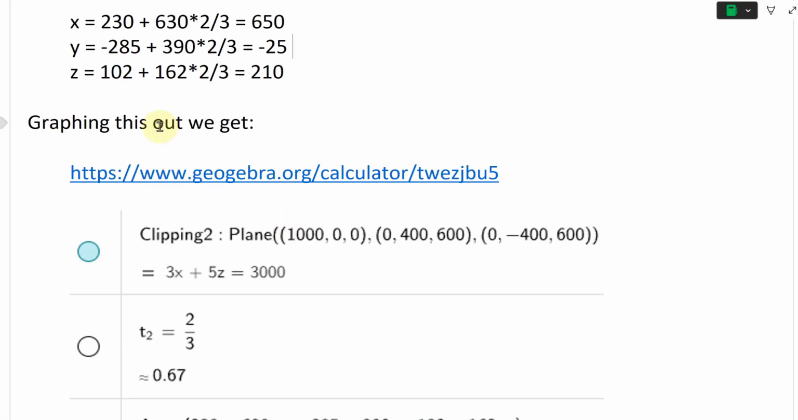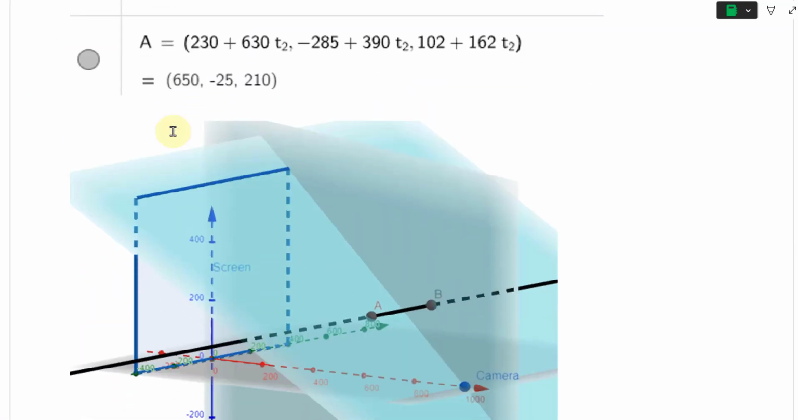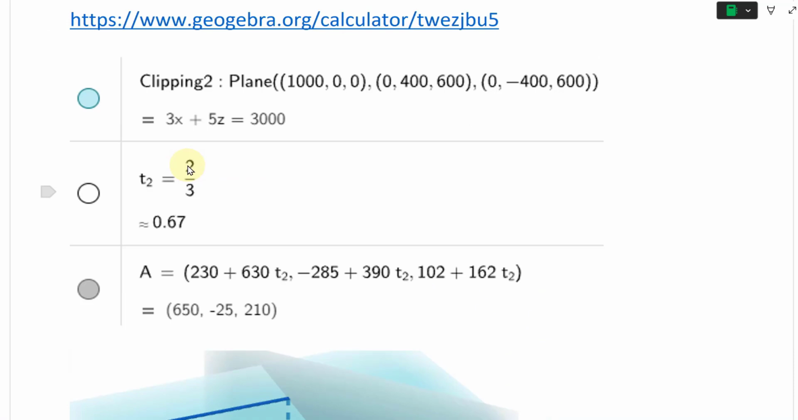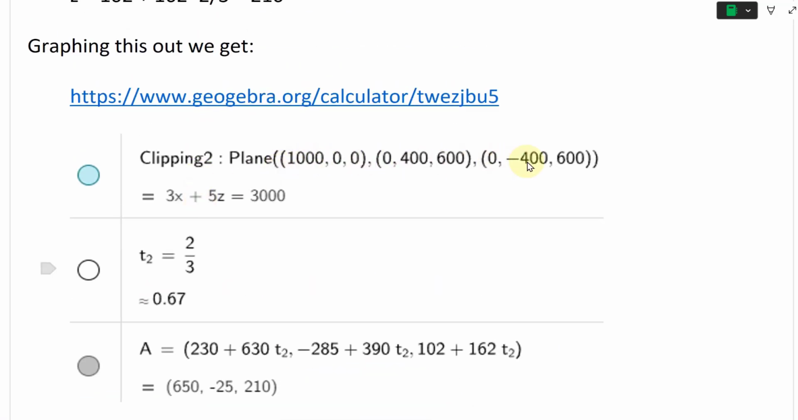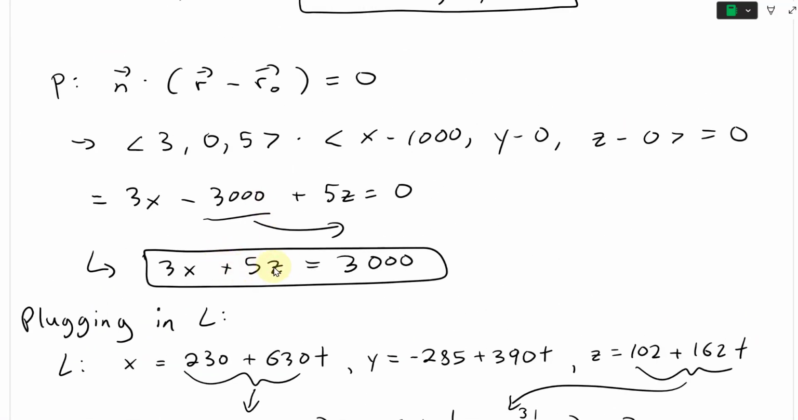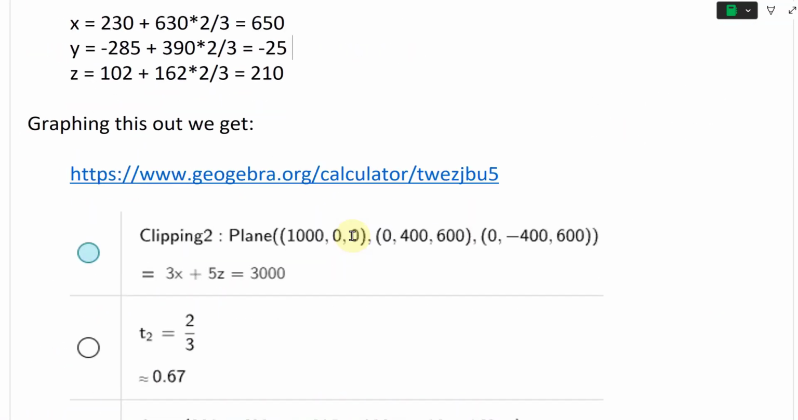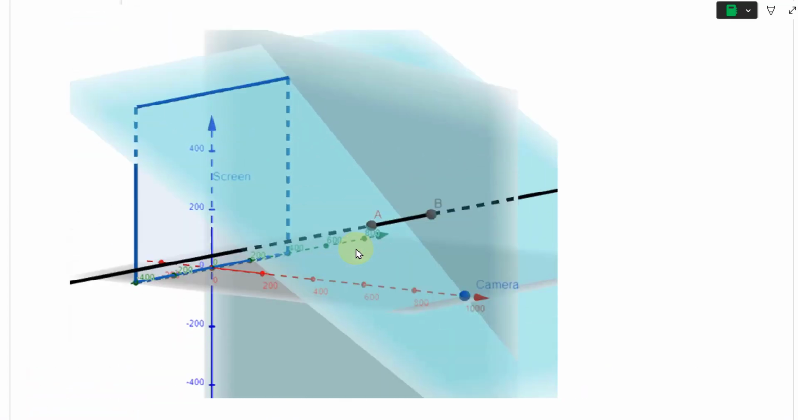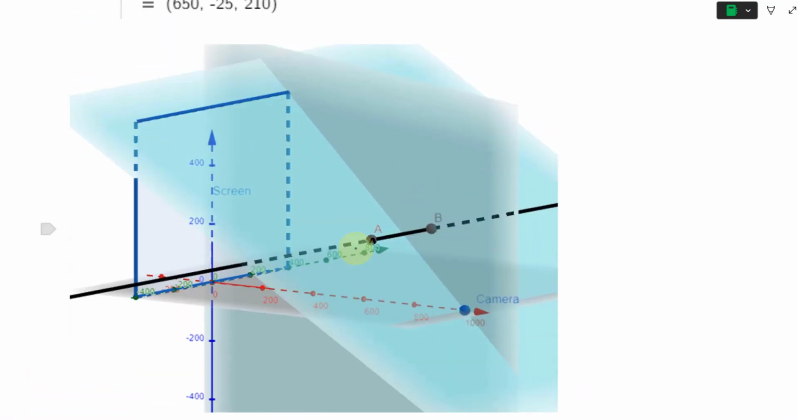And then graphing this out in GeoGebra, we get this over here, and there's the line. So there it is. If you plug in the parameter t equals 2 over 3, plug that inside here. For the point A, this is the equation of the line there, the parametric equations, and there's the clipping plane again. Plug these values in, it automatically gets 3x plus 5z equals 3000. Absolutely remarkable. And then it shows here. So notice here the line crosses here like that.